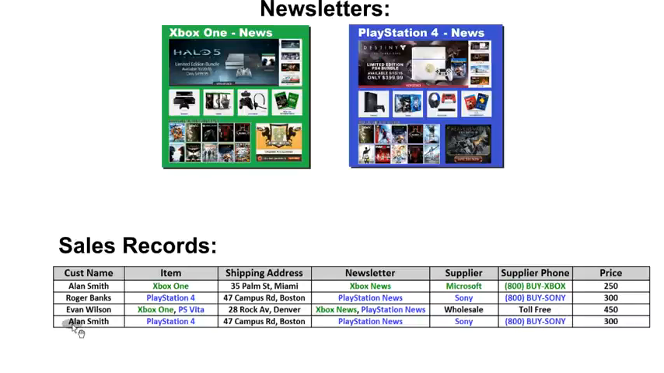And there's another item named Alan Smith. It's the same as this, at least the name is the same. This person bought a PlayStation 4. He also lives on Campus Road in Boston, which is the same address as for this person, Roger Banks. He subscribed for the PlayStation newsletter, by Sony, and the price was $300.